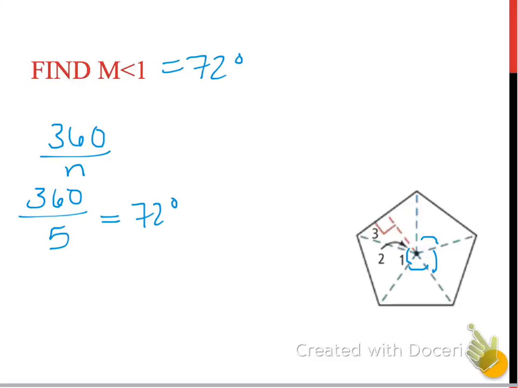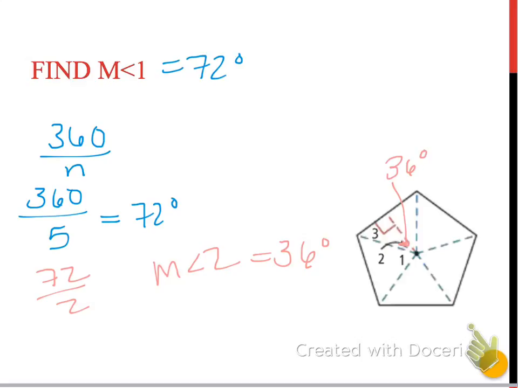If all the big ones are 72, then the measure of angle 2, right here, this small one, is half of that big one. So all I have to do is take 72 and divide it by 2 to find the measure of angle 2. 72 divided by 2 gets me 36 degrees. I'm going to erase some of this so I can write in it. So the measure of angle 2 here is 36 degrees.